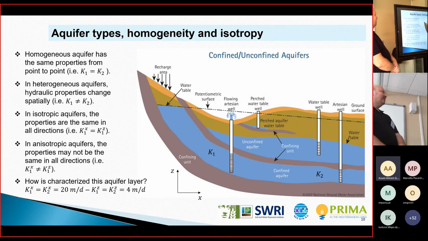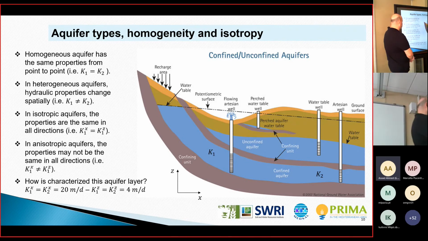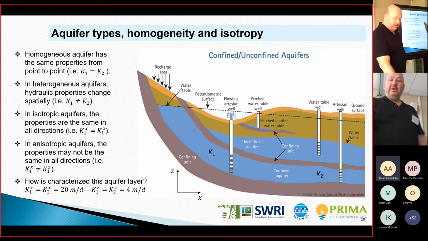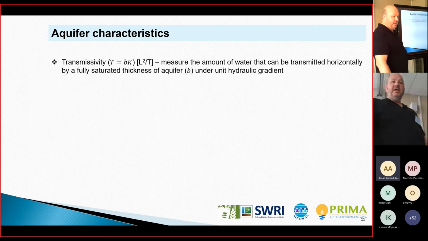Exactly. It's homogeneous because we have the same value of hydraulic conductivity, but it is anisotropic because we have different values of hydraulic conductivity in the different directions. Okay, so it's a homogeneous anisotropic aquifer. Perfect.